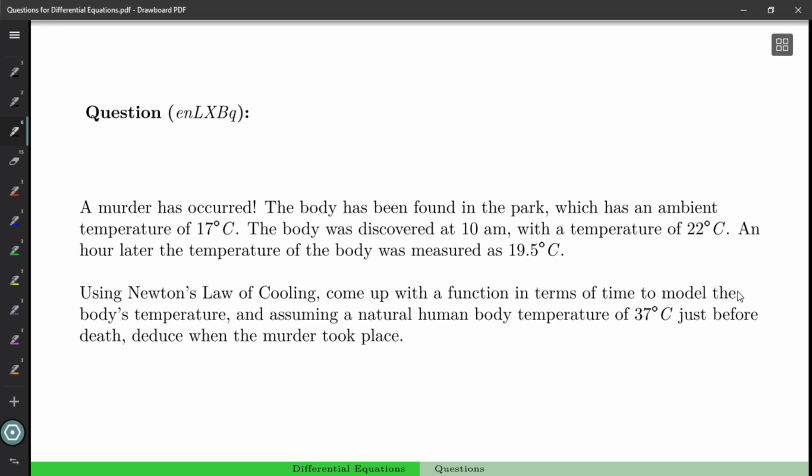Using Newton's law of cooling, come up with a function in terms of time to model the body's temperature, and assuming a natural human body temperature of 37 degrees Celsius just before death, deduce when the murder took place.